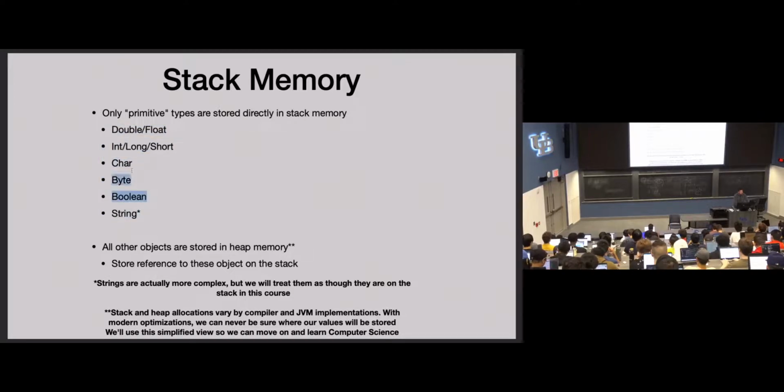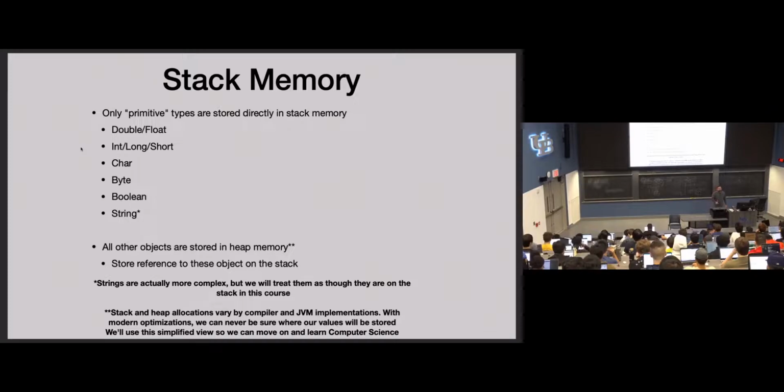All these values are going to be stored on the stack. Double, float, int, long, short. Short is a 16-bit integer value. Char, which is a single character as opposed to a string, which is multiple characters. One character. Byte, which is an 8-bit integer value. Unsigned, for what it's worth. Booleans and strings with an asterisk. These values are all stored on the stack directly. So we're going to store variables on the stack, and their values, if they're any one of these types, are stored directly on the stack in stack memory.